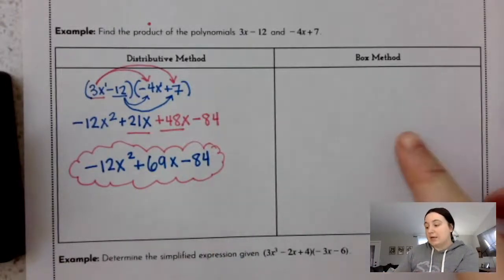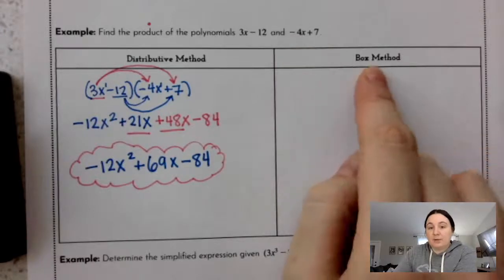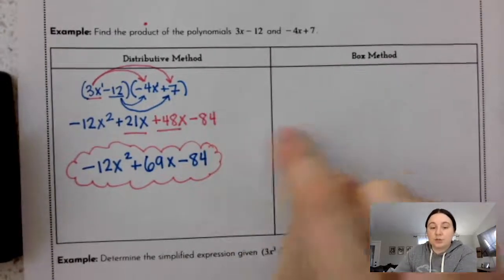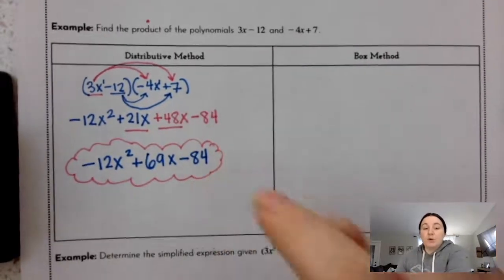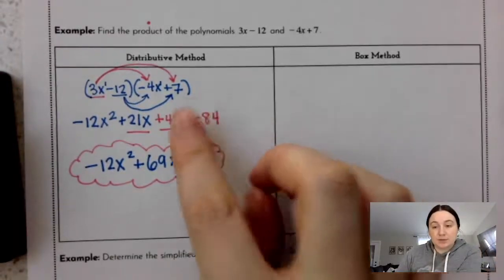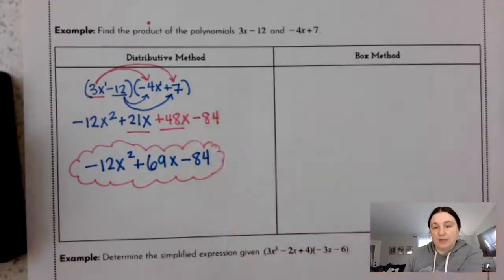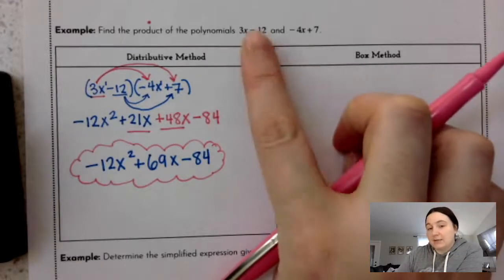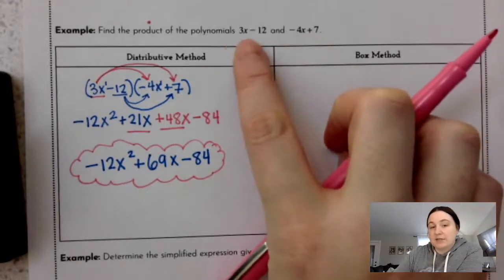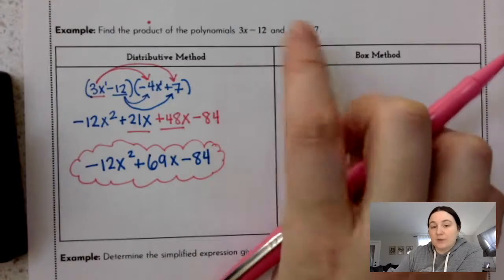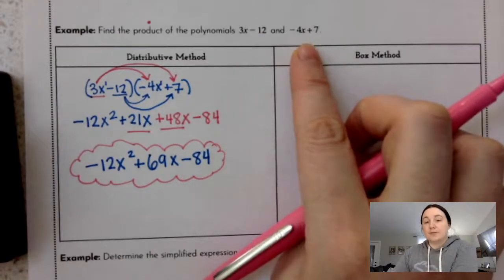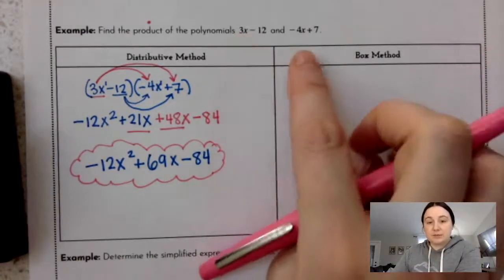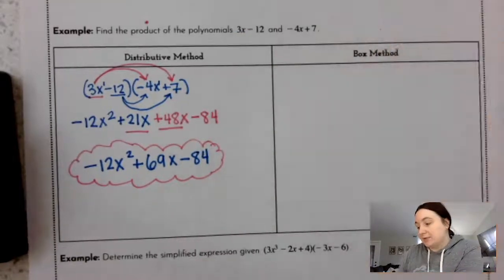Now there's another method. I'm going to do the exact same problem with the box method. And again, you can choose which one you like better, or sometimes it makes more sense to do distributive versus box, and I'll show you when. But for the box method, like it says, we are going to draw a box, and that box is going to be the same size as our polynomial. So it needs to have the same number of rows as one of them and columns as the other. This one's pretty easy because this has two terms and this has two terms, so our box is going to be a 2 by 2.